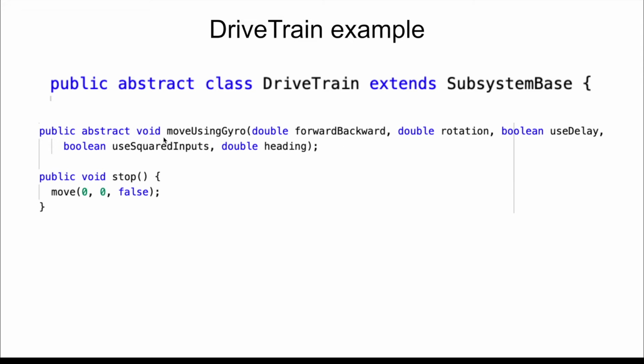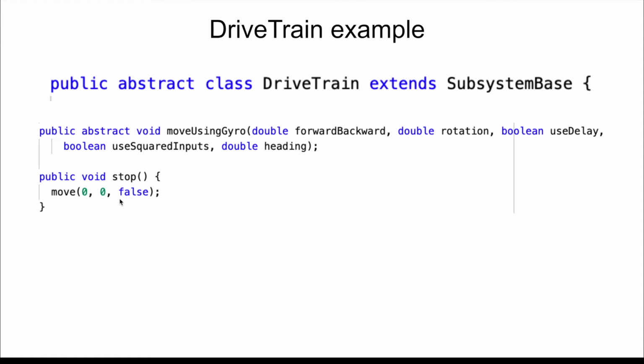The reason why this is moveUsingGyro instead of move is because we like to use our gyroscope while moving to make sure that we stay on a straight line and that one side of our drivetrain doesn't overpower the other side and we start drifting off to one side or another, which is why this is moveUsingGyro as opposed to move. So it's important to descriptively name methods within subsystems, especially so that any users know exactly what they're doing when they call a method on a subsystem.